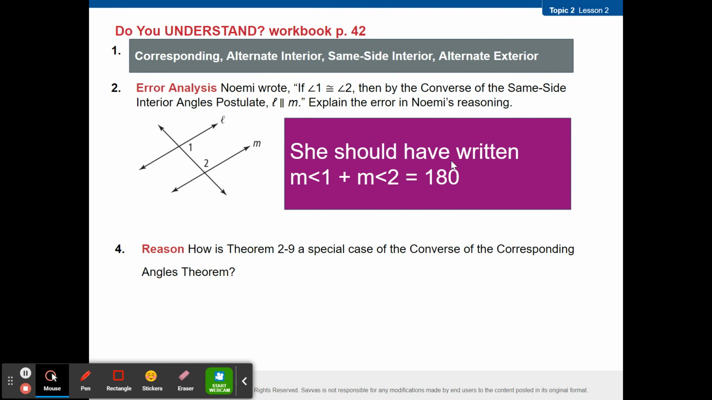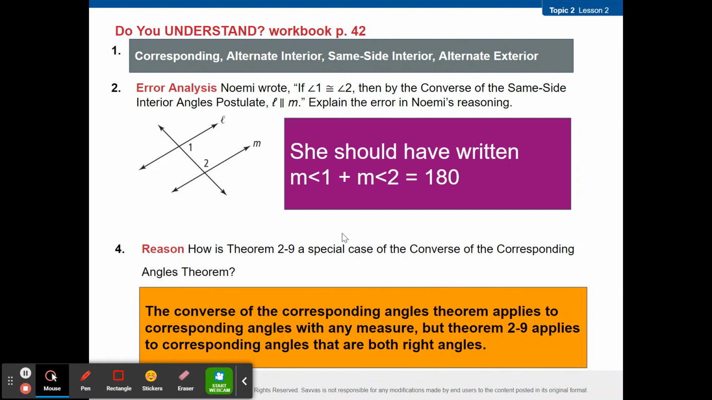All right, number 4. How is theorem 2.9 a special case of the converse of corresponding angles theorem? Why is that a special case? 2.9 is the one with the perpendicular. Yeah. Because the transversal is a perpendicular bisector. Well, not a bisector because we're dealing with lines, right? So it's just perpendicular. All right, so good job. So it says the converse of corresponding angles theorem applies to corresponding angles with any measure, but theorem 2.9 applies just to right angles.